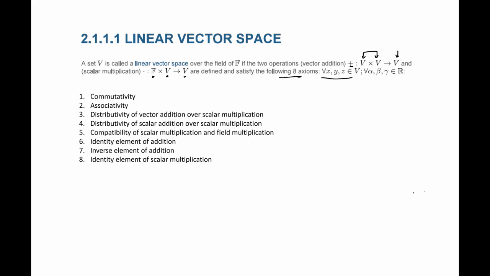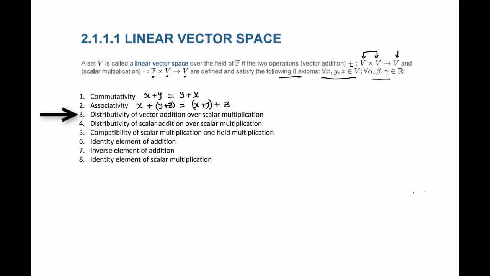So for every x, y, z that are vectors, for every alpha, beta, and gamma that are scalars, we have the following. First, commutativity: if I add x plus y, the order is not important, it's equal to y plus x. Then associativity: if I add x plus y plus z, and if I do y plus z first, this is exactly equal to x plus y if I do x plus y first and then add z.